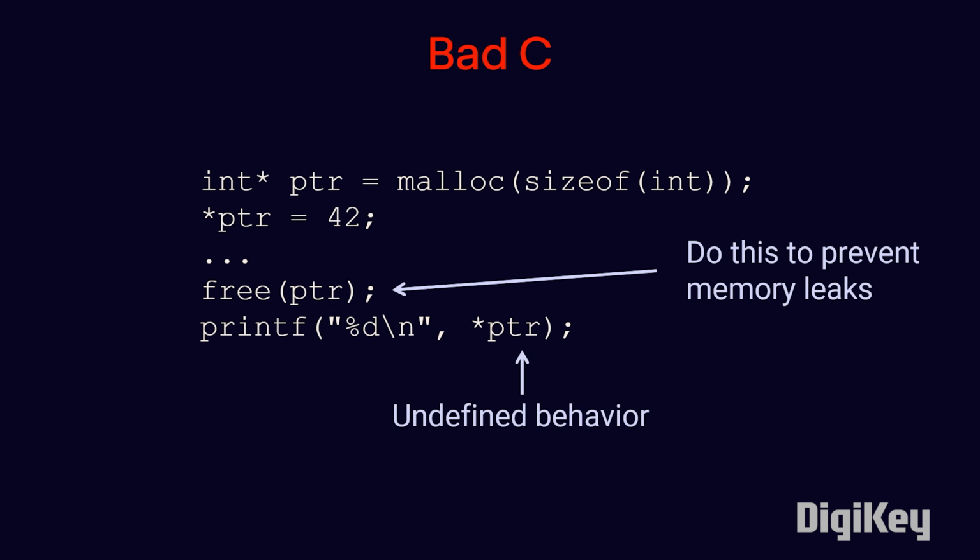This is undefined behavior in C, which means that the language specification makes no guarantee about what will happen when this is compiled and run. It might print the original value if that chunk of memory was not overwritten by something else, or it might print something else if that memory was overwritten.